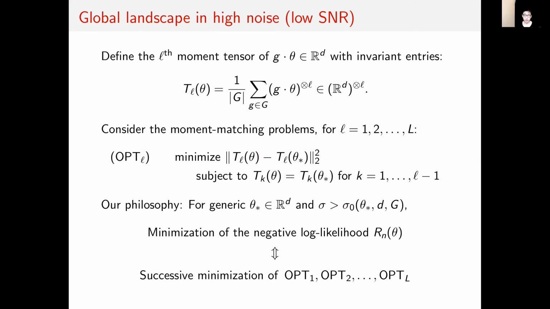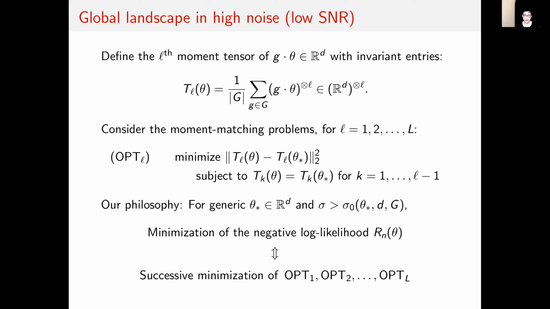Turning finally to the global landscape in the high noise regime, we relate the global landscape of the negative log likelihood to a sequence of moment matching problems. To state this, let's define the moment tensor of a group orbit in R^D as the following expression, T sub L. It's a tensor whose entries contain invariant polynomials in theta.